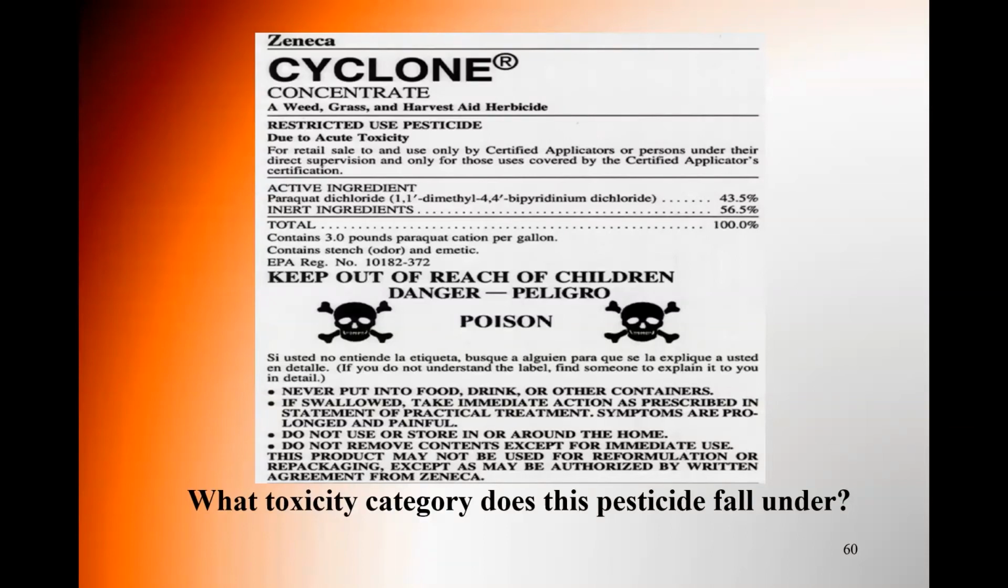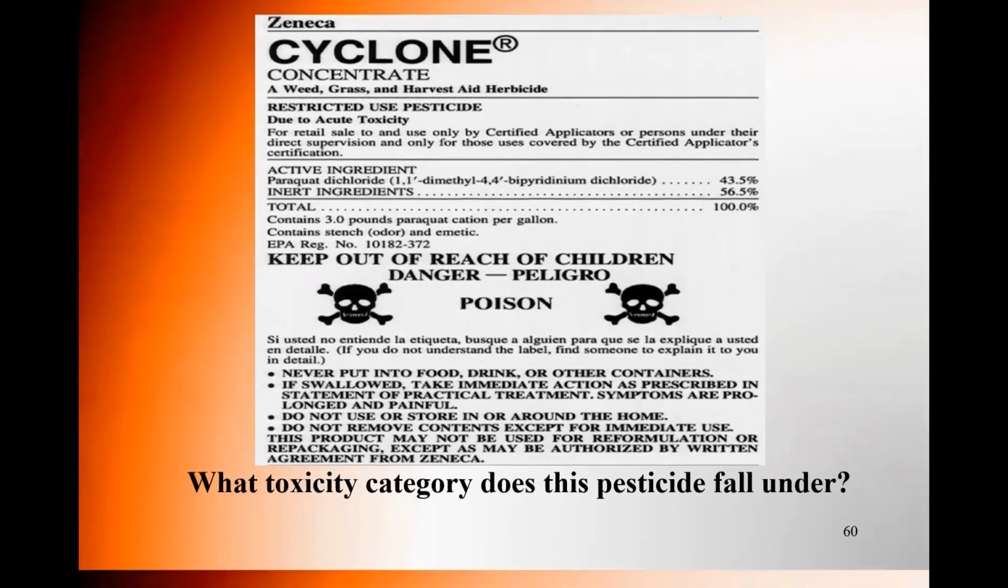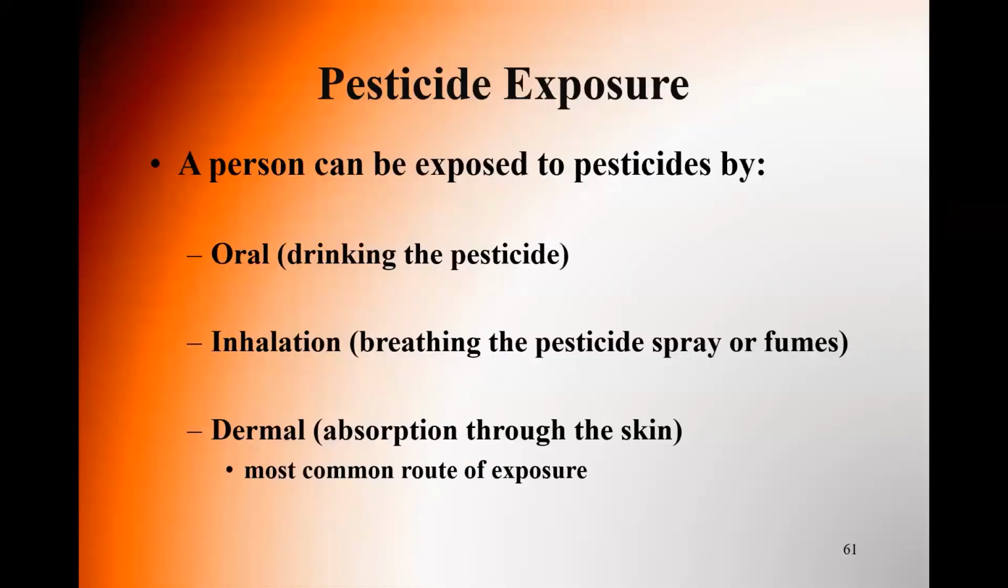What toxicity category does cyclone fall into? It's highly toxic because you see the signal word danger, poison, and the skull and crossbones. So we see the dermal absorption rates, pesticide exposure.